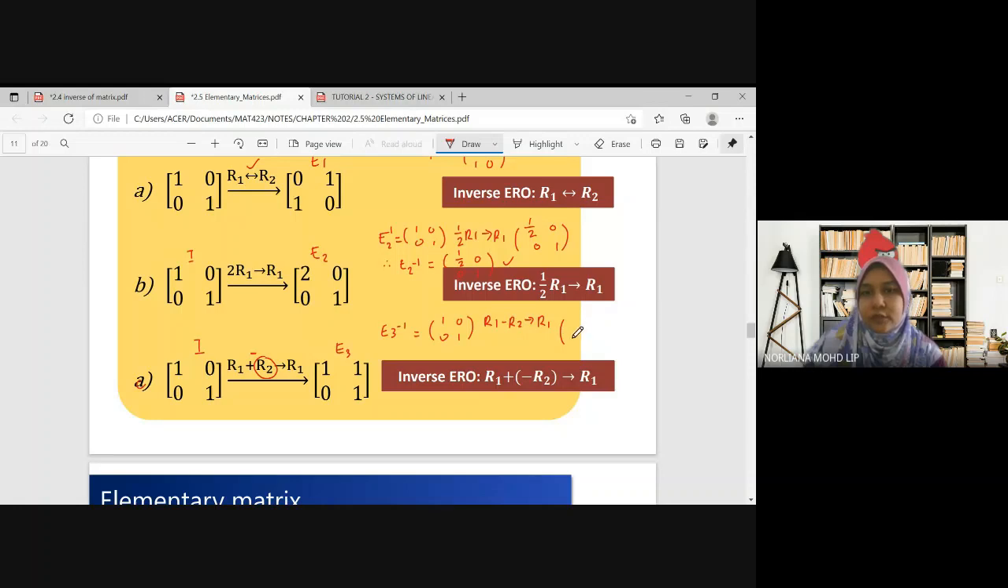So, negative row 2, negative 0 plus row 1, 1. So, negative 1. Negative row 2 plus row 1. So, negative 1 plus 0. So, ni dapat E3 inverse. E3 inverse. Negative 1, 0, 1.